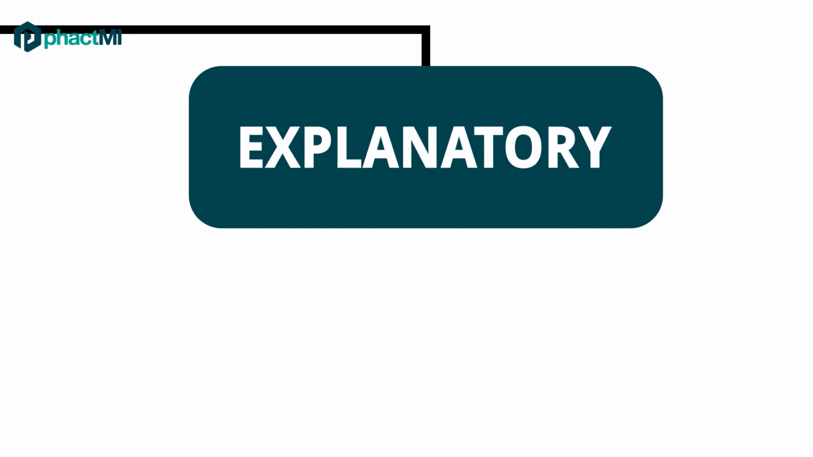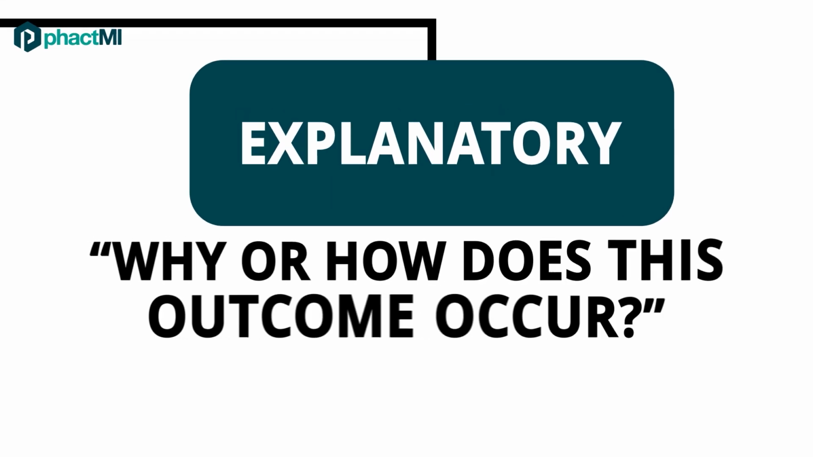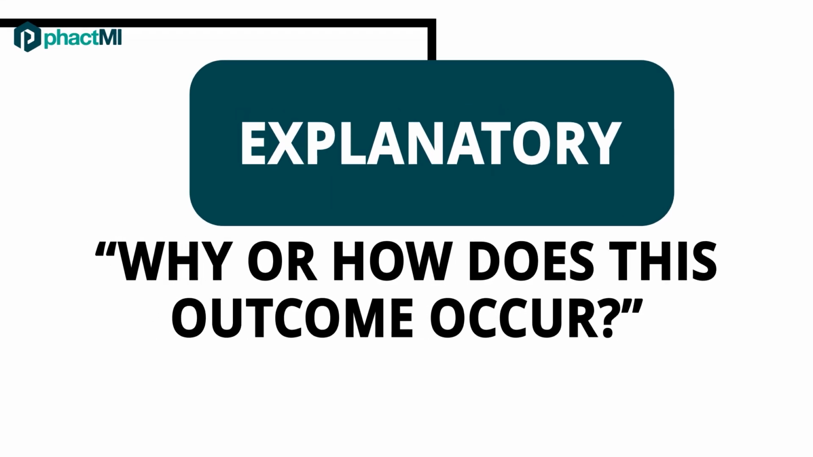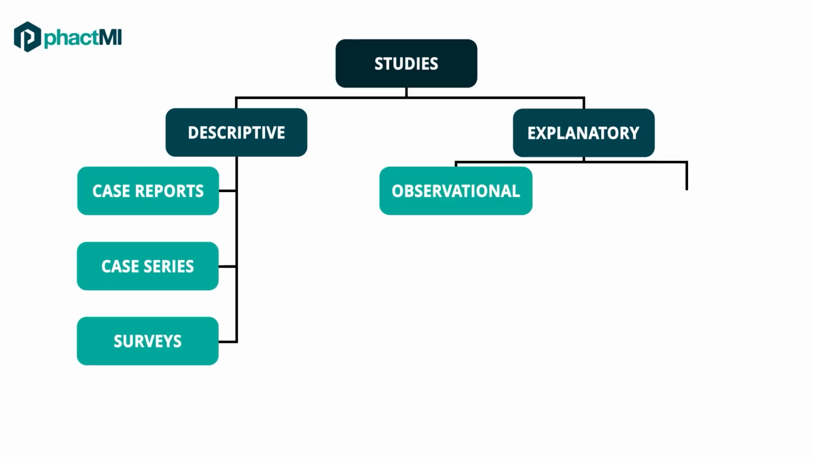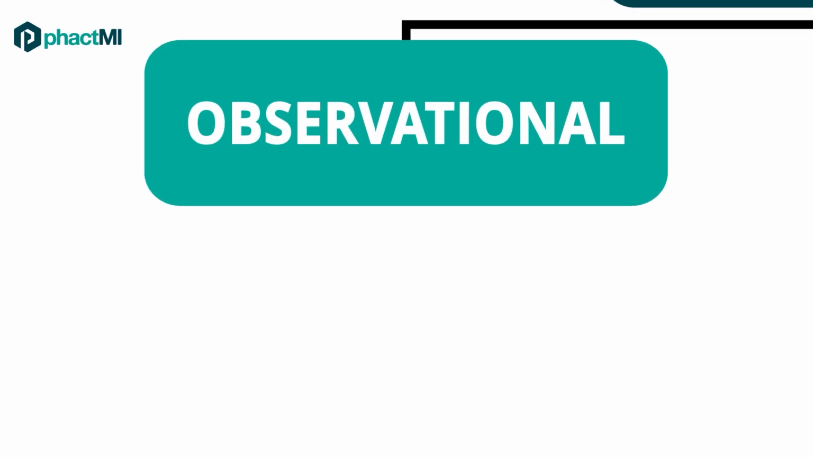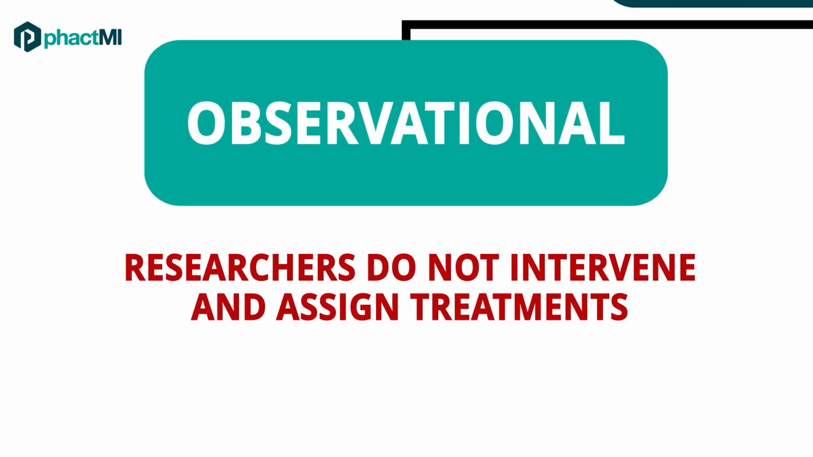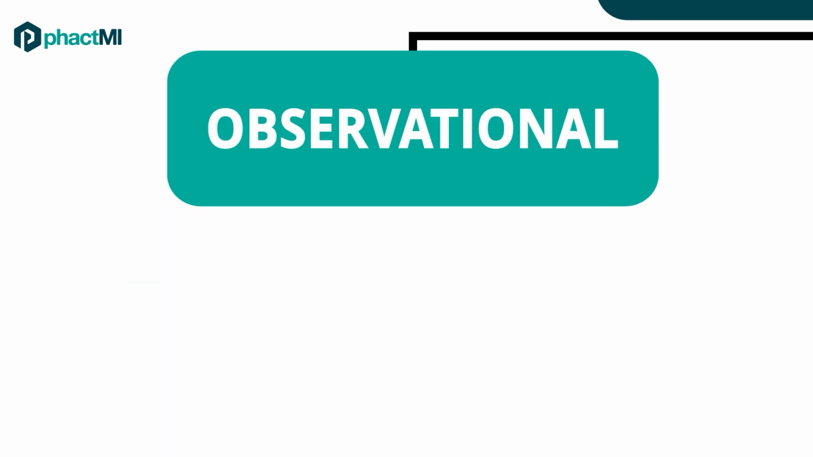Explanatory studies go a step further. They ask why or how does this outcome occur? They investigate associations, risks, and cause and effect relationships. These are divided into observational and experimental designs. In observational studies, researchers do not intervene in assigned treatments. They observe relationships between exposures and outcomes.